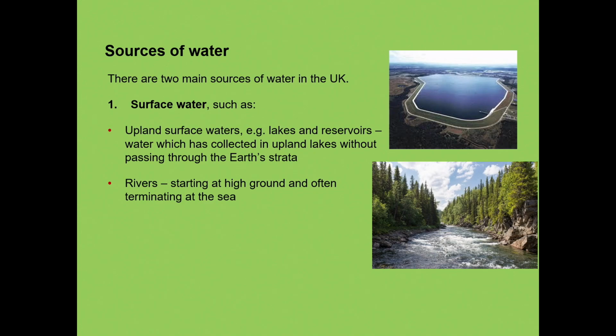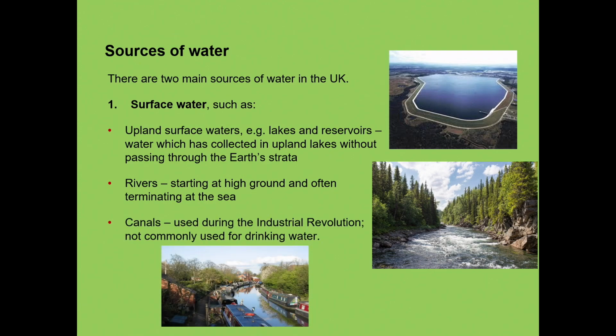Then we have rivers. Rivers start at a high ground and often terminate at the sea. Remember with the water cycle where we get the evaporation, it goes up, it rains, it goes down the rivers, goes back to the sea. Nice and straightforward. And then the next one is canals. Not typically used for drinking water, but that water source is still there and could possibly be used if cleaned correctly. So it's more of a backup, but yeah, not really used.